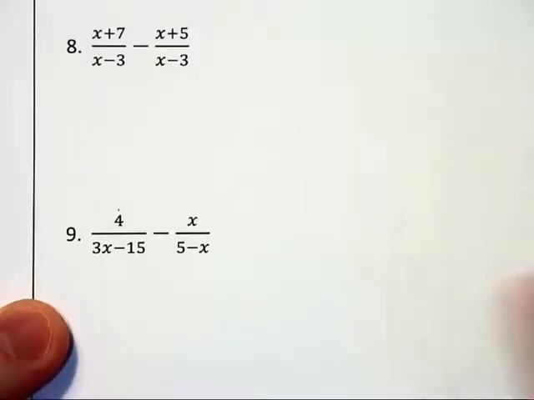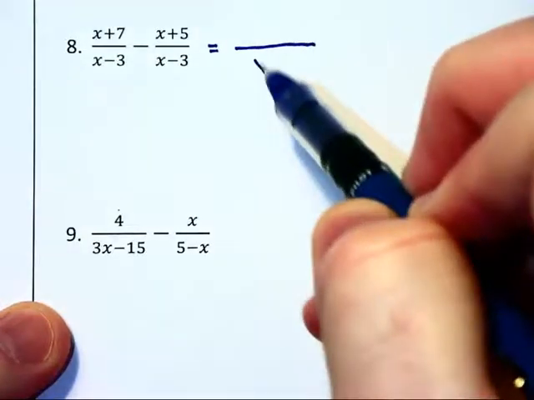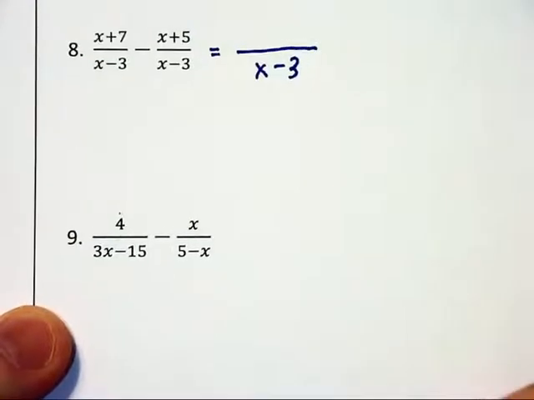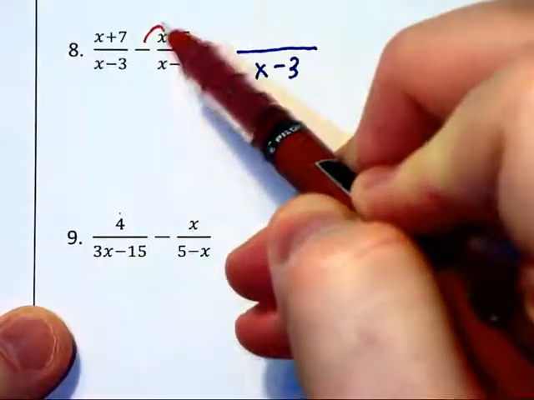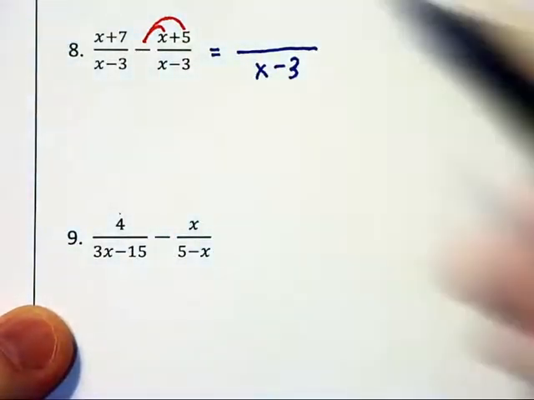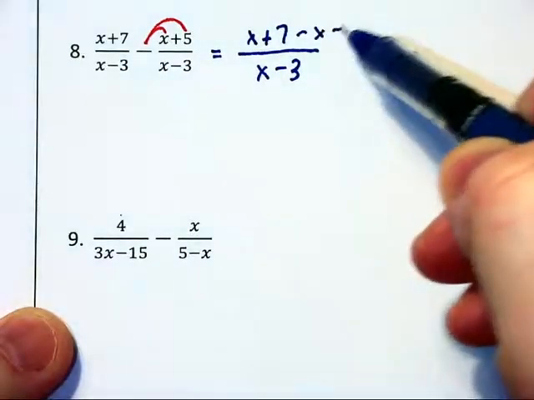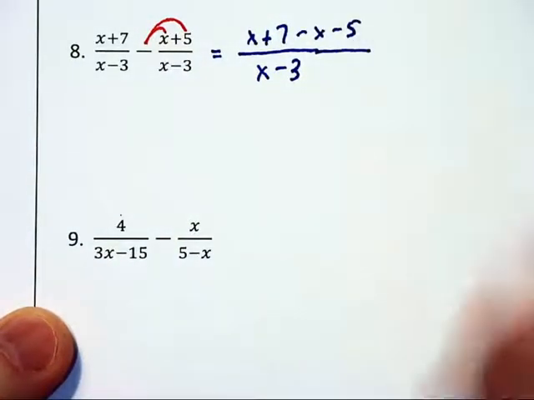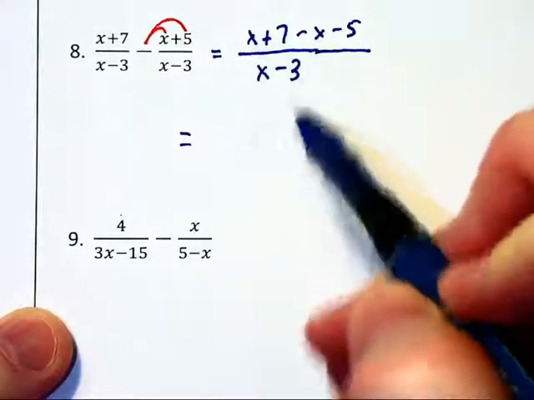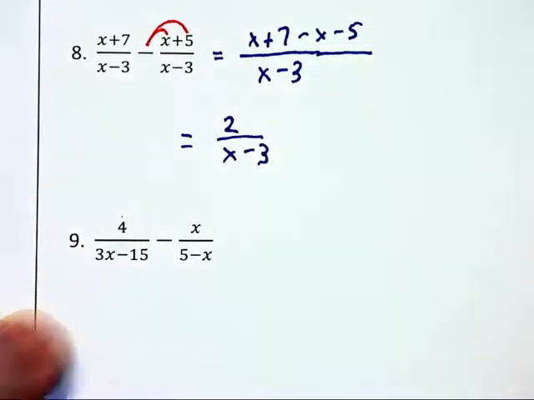Now, problem number 3 is a subtraction problem, and the common denominator x minus 3 will remain. However, there's something you've got to be careful of with subtraction. We need to subtract both portions of the numerator. We need to distribute that negative. This numerator actually becomes x plus 7 minus x minus 5. So please be very careful here. The x's are going to cancel each other out when we subtract, and we're going to have 2 over x minus 3 as the simplification.